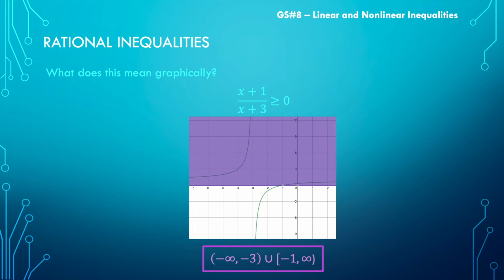And if you are looking at this graph, we want to identify the domain of everything that falls within the shaded region. And so we have this left-hand portion of the graph that goes from negative infinity to negative 3, and that's a piece of the domain. And then the other piece that is in the shaded region starts at negative 1 and goes to infinity. And that's how we get that second piece.